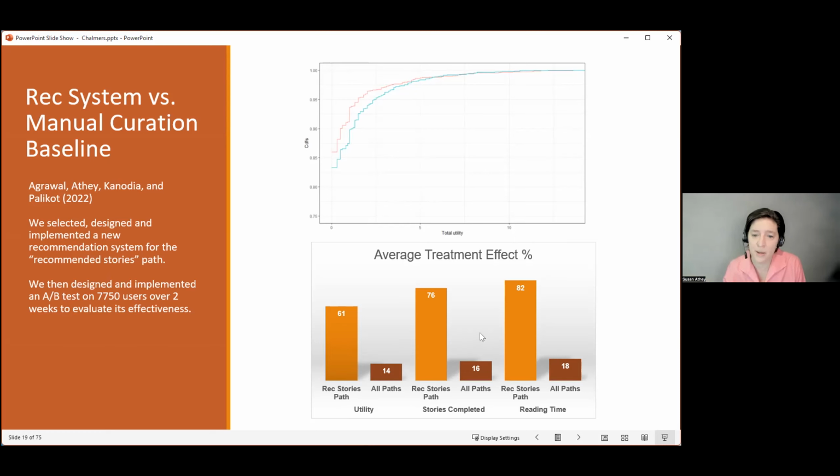So we see, as expected, within the recommended stories path, really large increases in engagement: 61% over baseline, 76% over baseline, 82% over baseline. So very large, statistically significant effects. And then we see positive, but only marginally statistically significant, effects across all paths in terms of increase. So we're not cannibalizing the other paths. There is some positive spillover effect to other paths too. Overall, you're spending more time on the app, but a lot of that is concentrated in the part where we improved the recommendation system.